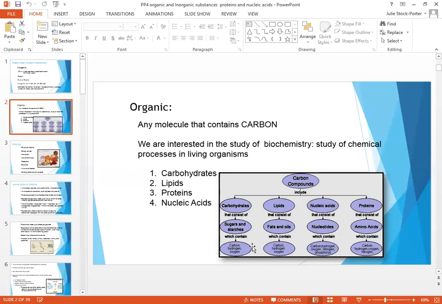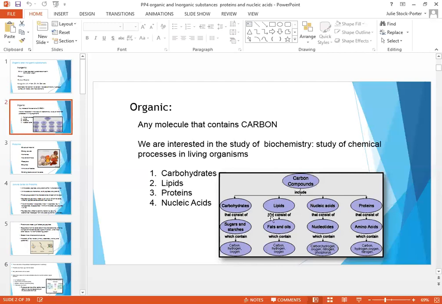And then we want to break that down even further and look at what elements make up these different organic compounds. And you'll notice that carbon, hydrogen, and oxygen are in every single one of them. In fact, carbs and lipids are made up only of carbon, hydrogen, and oxygen. That's all they're made up of. So how do we tell the difference? Well, next week when we start to look at carbs and lipids, we'll see how to do that.